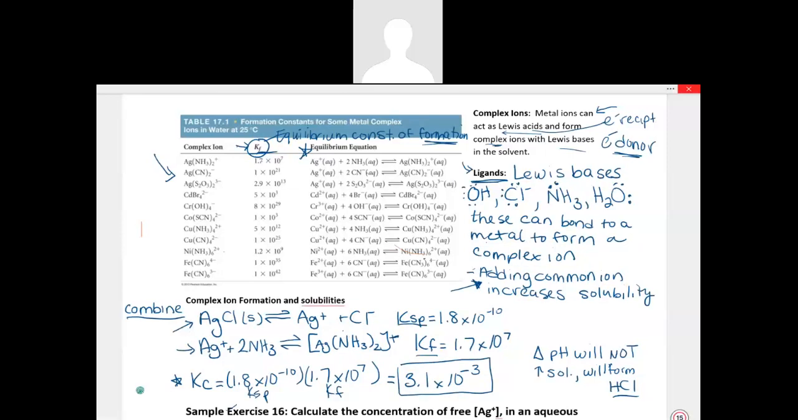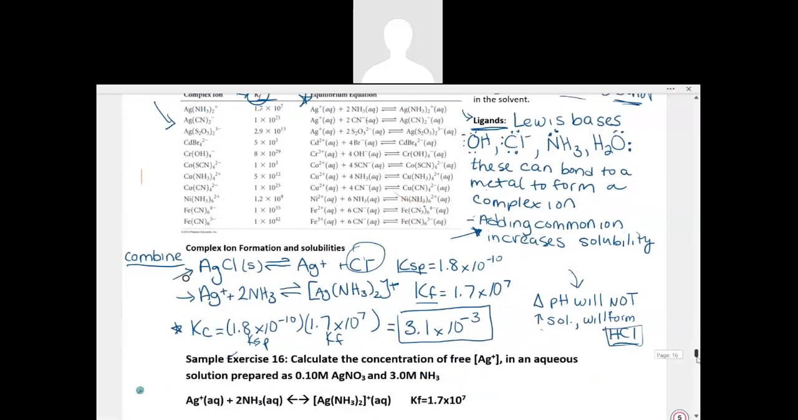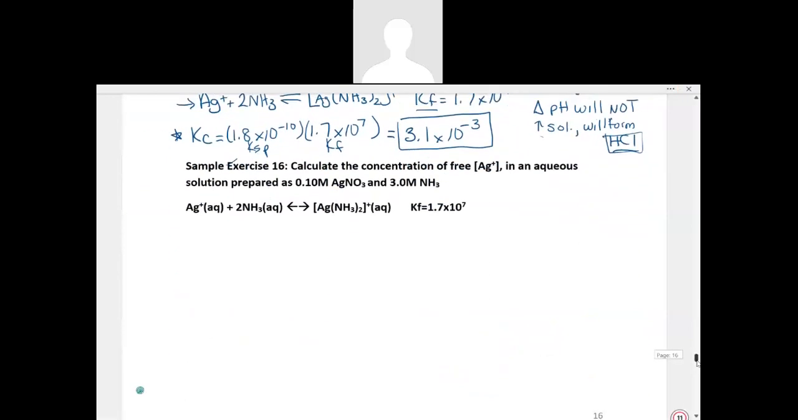We can also note that in this scenario, changing the pH, specifically lowering it or adding acid, will not increase the solubility because HCl would form. We have that chloride ion, so again, that will be a strong acid, and it will just ionize, and we'll have a left shift, so less solubility of our salt.